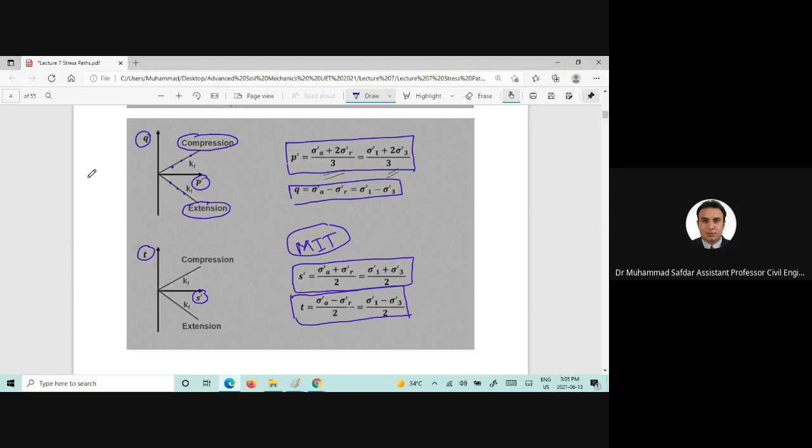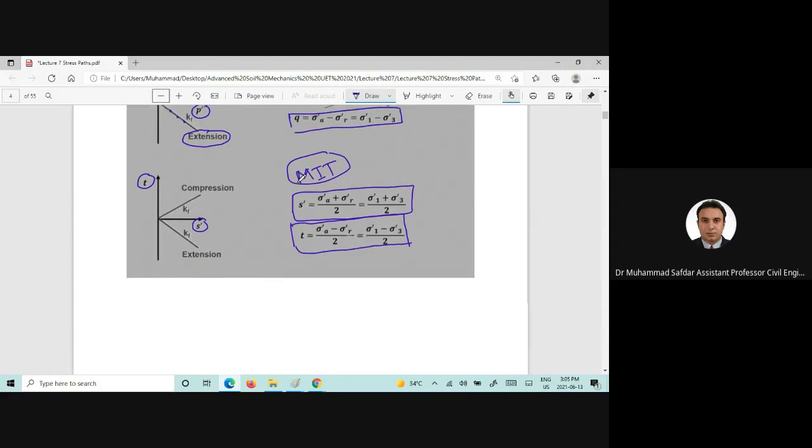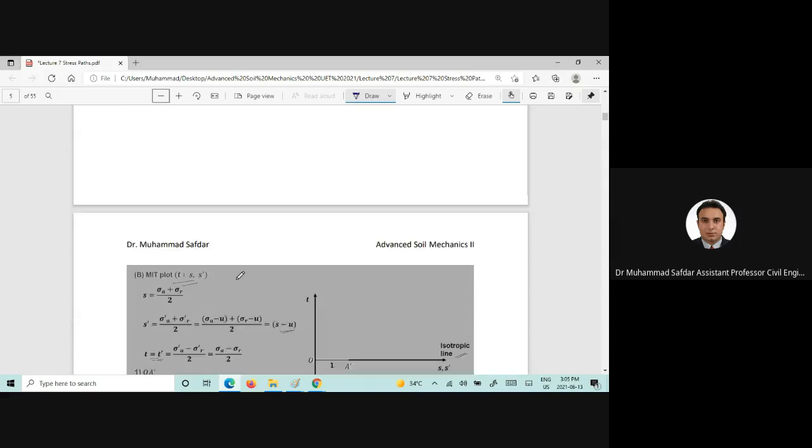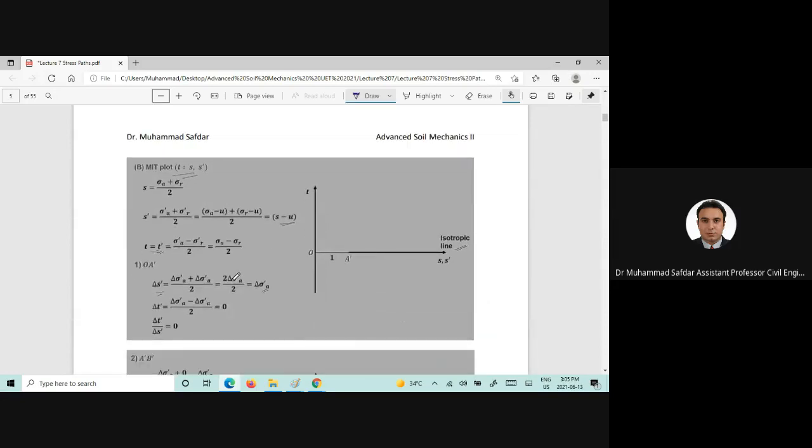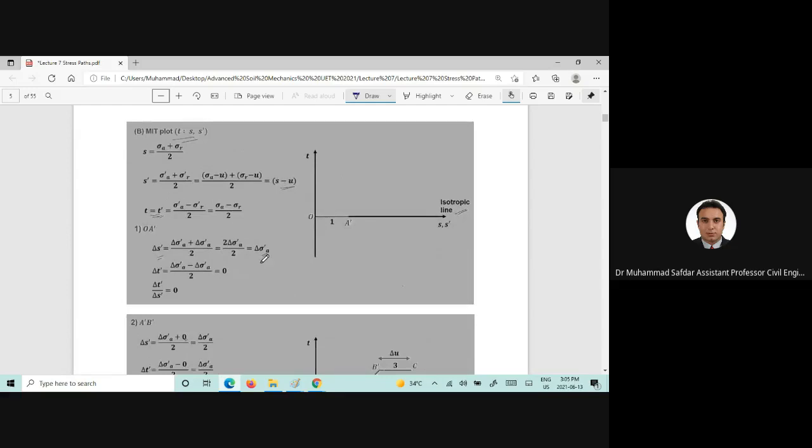Now, in Cambridge University, as I mentioned earlier on, Schofield, Roscoe and Jeffrey Wood, those people were working on developing constitutive models, and they used this definition of P prime. And few people also denote that as S prime and T as well, just to differentiate between those two definitions. Now, the idealized situation.